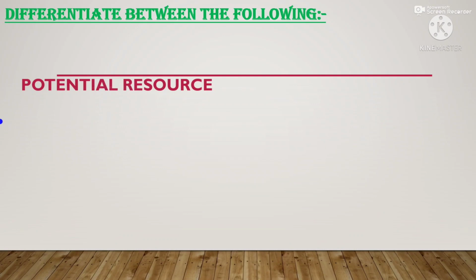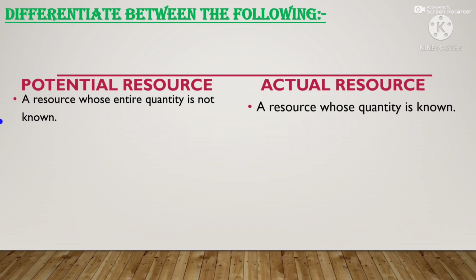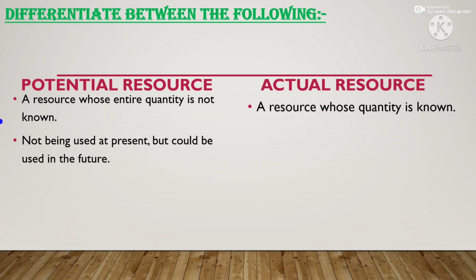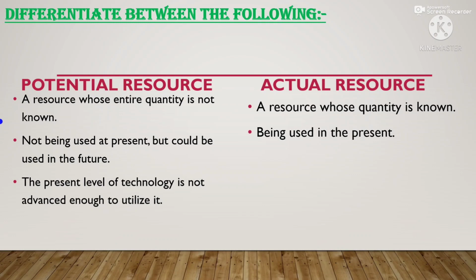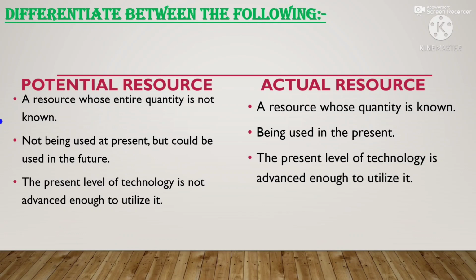Next question. Differentiate between the following, that is a potential resource and actual resource. So the first one is a resource whose entire quantity is not known, that is called potential resource, and a resource whose quantity is known, that is called actual resource. The second difference is potential resource is not being used at the present but could be used in the future, and actual resource is being used in the present time. Next, potential resource, the present level of technology is not advanced enough to utilize it, and actual resource, the present level of technology is advanced enough to utilize it.